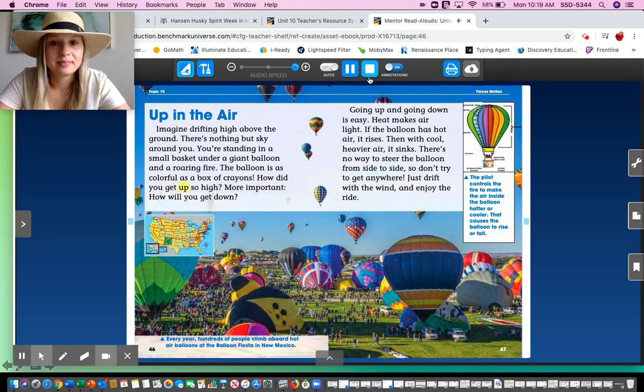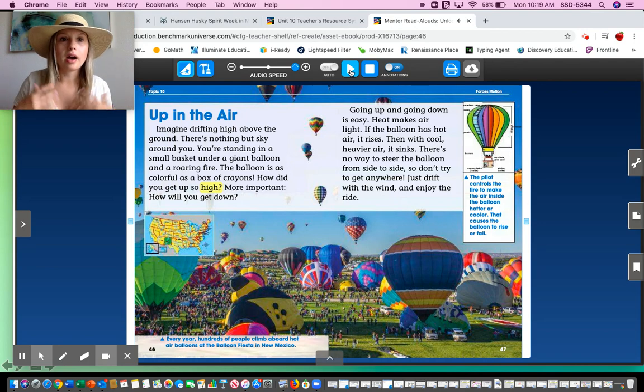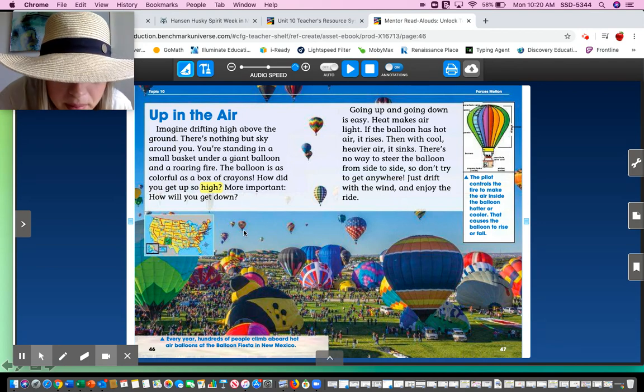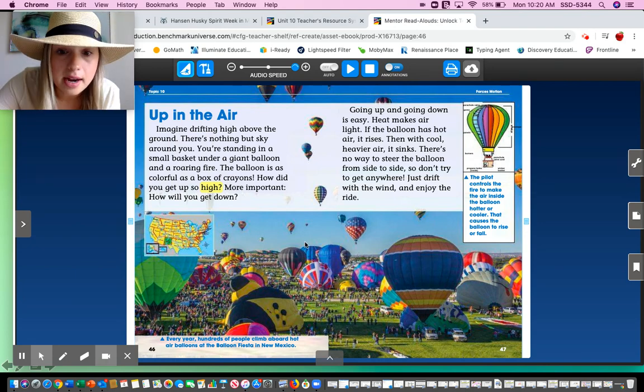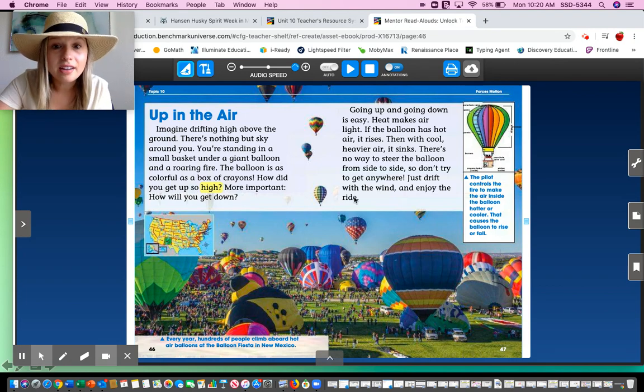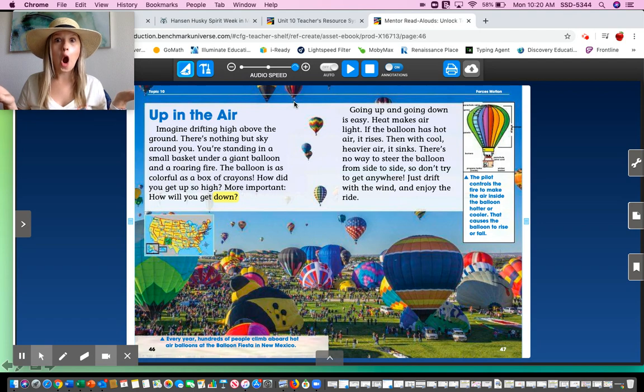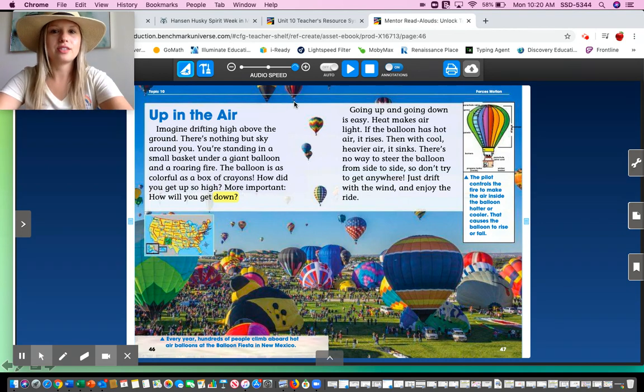How did you get up so high? So that's what we're thinking about. How did we get up so high? Look at these people up here. How did they get all the way up there? There's people in those tiny little baskets. There's a basket there and a basket there. There's people inside of it, even all the way up here. How'd they get up so high? We're going to figure it out. More important, how will you get down? Oh, they need to know how to get down too. Can you imagine being in a basket right up there and you don't know how to get down? That would be scary, but don't worry, they know how to get down. Let's find out how.